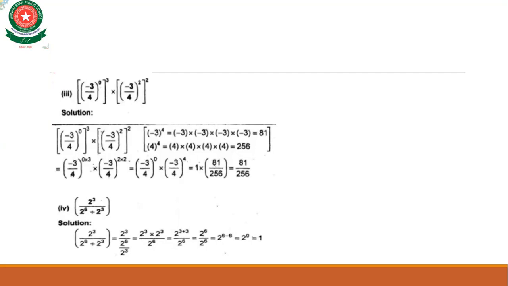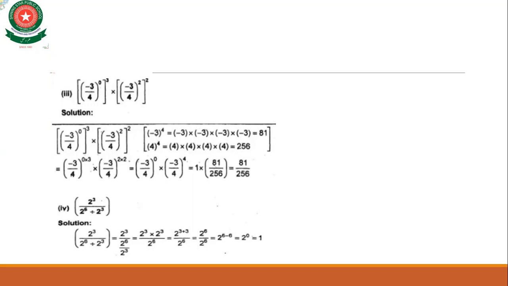Now the first value has exponent 0, so we take 1. Now multiply by (-3)^4, which means we have to multiply -3 four times: -3 into -3 into -3 into -3 is equal to 81. Same as 4^4, which means we multiply 4 with itself 4 times, and the answer is 256.